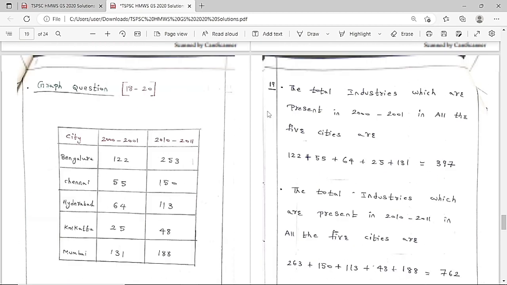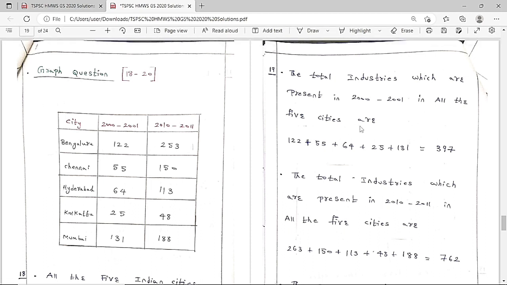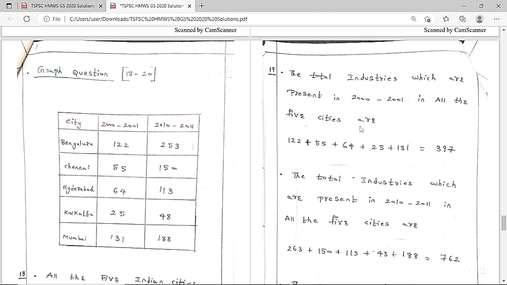Same thing I did here. The total software industries present in 2000 to 2001 in all the 5 cities are 122 plus 55 plus 64 plus 25 plus 131, which is equal to 397.